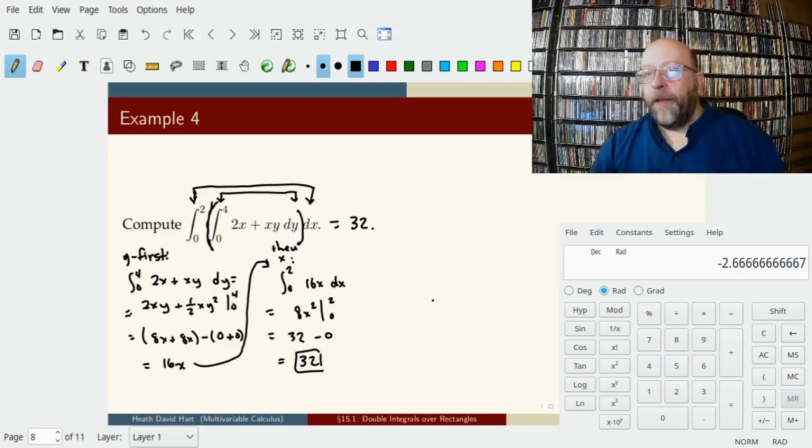Okay? This is an example of what we call a double integral. We're integrating a function over the region where x goes from 0 to 2 and y goes from 0 to 4. And we're looking for the volume that's underneath that function and above this rectangle. And that volume, in this case, is 32.